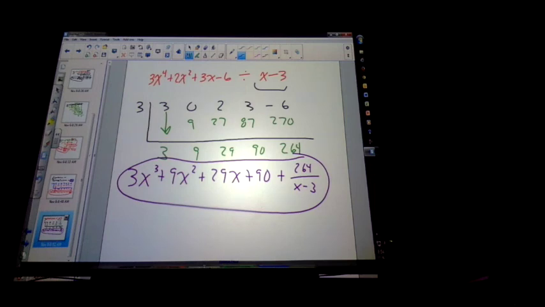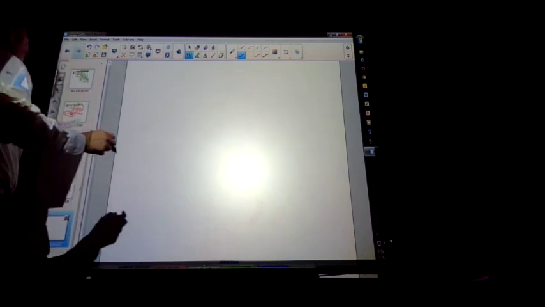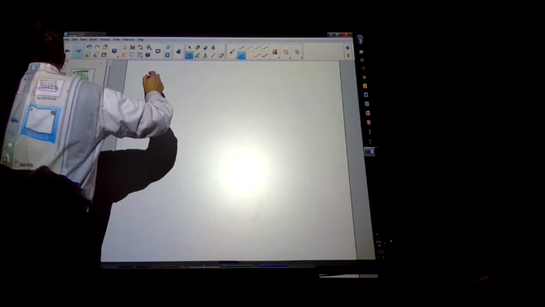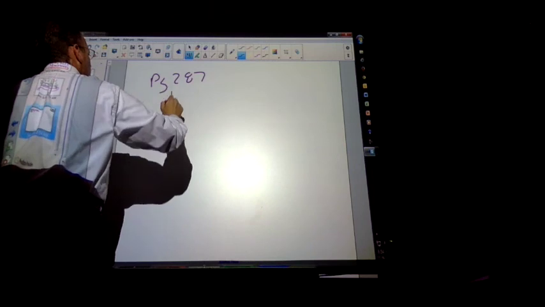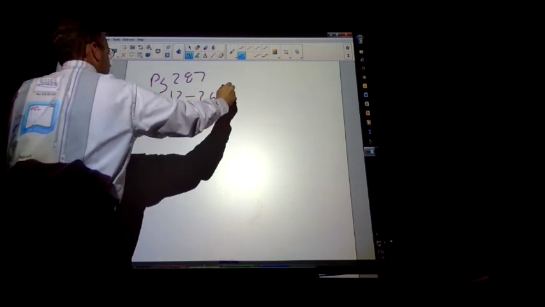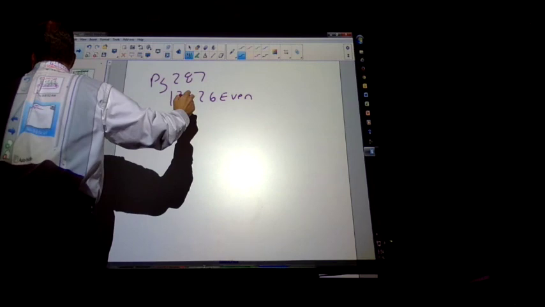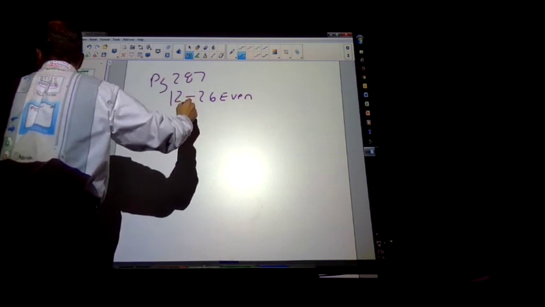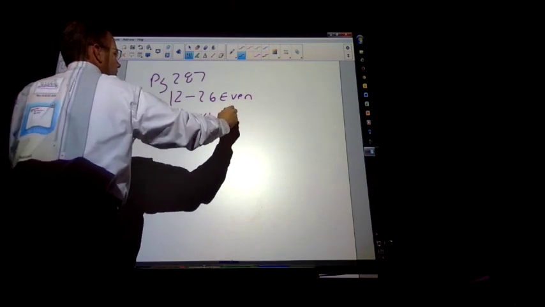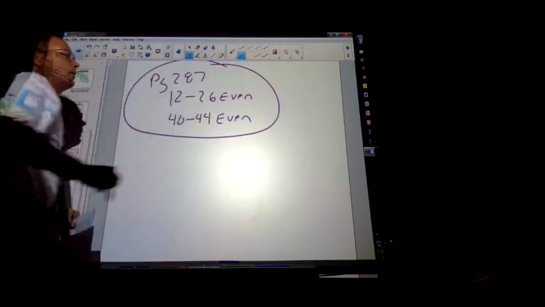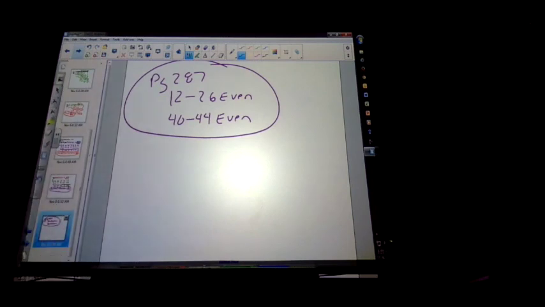That's all we got. Ready for the assignment? Yep. Got time to spare as well. Sweet. All right, so for tomorrow we'll go over page 2, your homework is page 287, 12 through 26 even. And then 40 through 44 even. Okay, so synthetic division works well when you're dividing by just a binomial. If you don't have a binomial, then you have to use the long division.